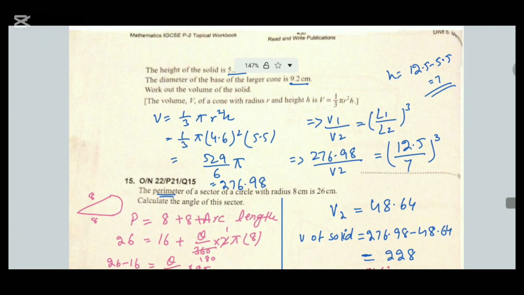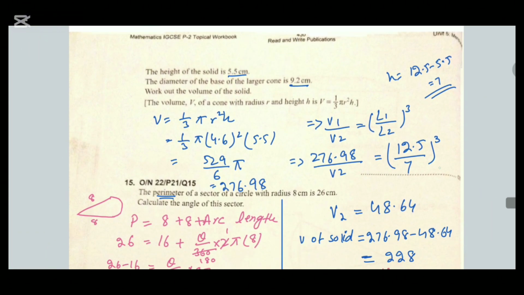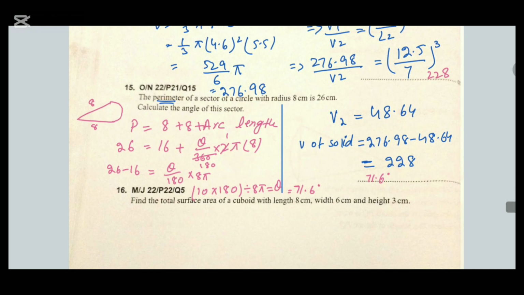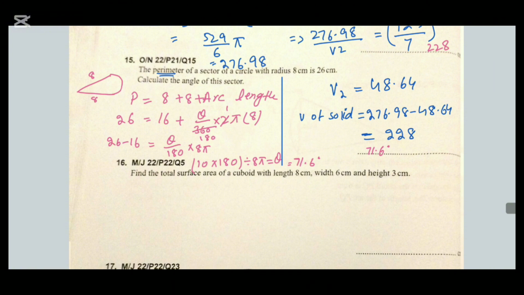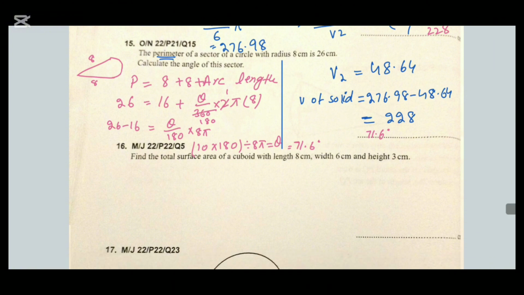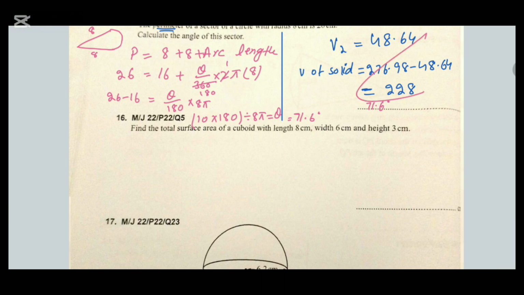228 is the answer of the previous question, so you will write it here. 228. The solution in pink color is the solution of question number 15, and this is the solution of the previous question.